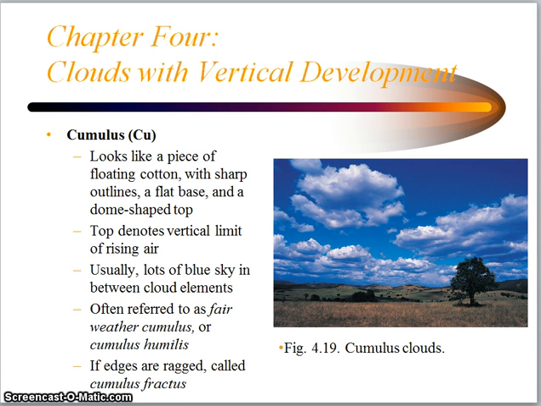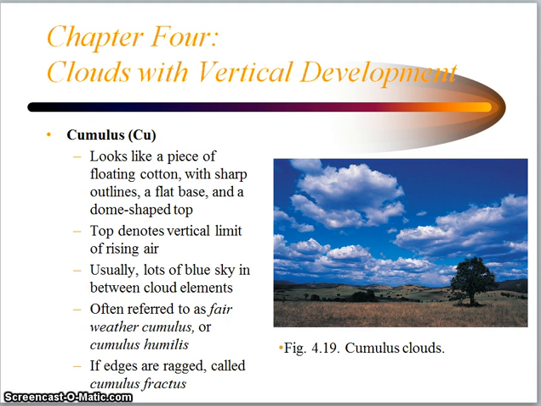And the most obvious one we'll talk about are cumulus clouds, which tend to look like pieces of floating cotton with sharp outlines, a very flat base usually, and a very dome-shaped top. This indicates that there are bubbles of air that are rising and becoming somewhat unstable as warm, moist parcels of air rise, expand, cool, and then condense, and then clouds form. The top of the cloud notes the vertical limit of rising air.